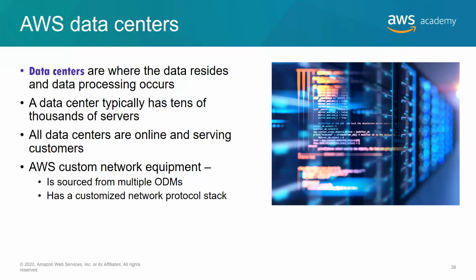AWS uses customized network equipment sourced from multiple ODMs, right? It has a customized network protocol stack here. All the data centers will have a customized network protocol stack, and it will be connected with all the resources, right? The data center also consists of security and surveillance cameras. It contains everything, and all the resources will be physically available. Got it? That is all about the data center.